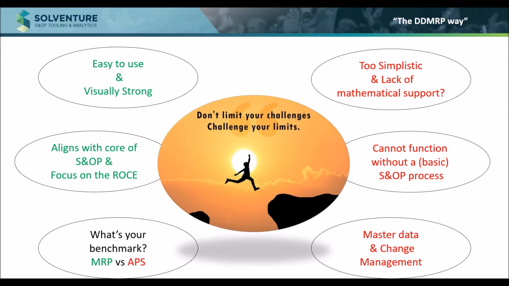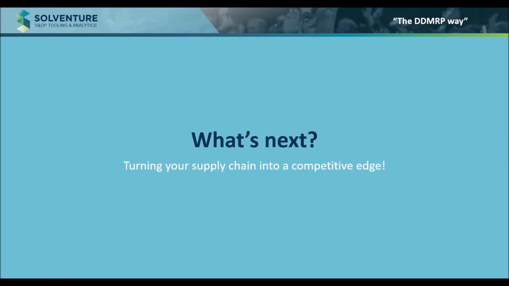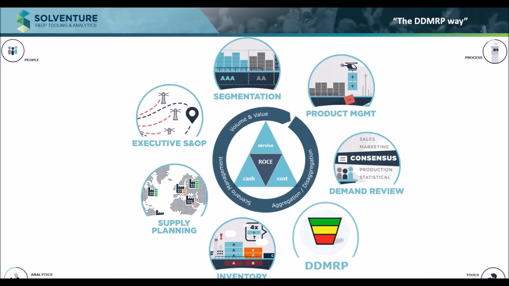All right. So what's next? Obviously, here at Solventure, we want to turn your supply chain into a competitive edge. So we've thought this through, and we really looked at adding DDMRP as a building block in our total SNOP solution. So from our side, it really fits somewhere or influences somewhere within demand on one side.